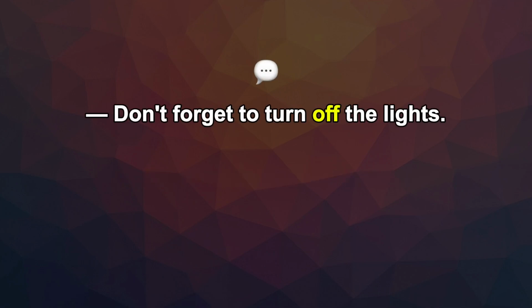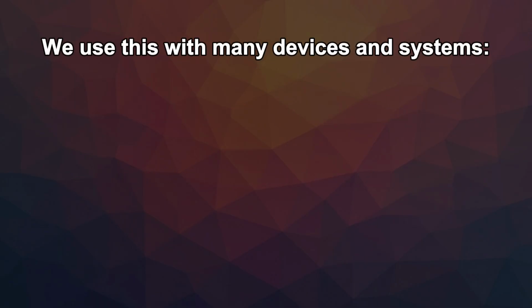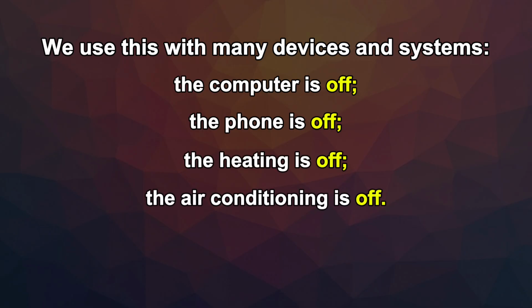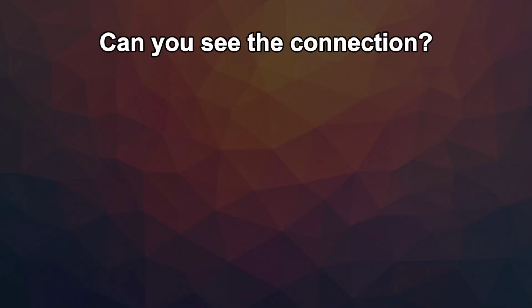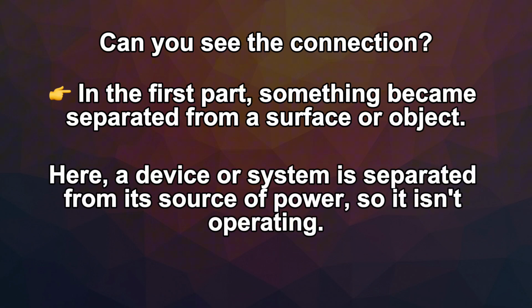Don't forget to turn off the lights. Switch the lights off so they stop working. We use this with many devices and systems. The computer is off. The phone is off. The heating is off. The air conditioning is off. Can you see the connection? In the first part, something became separated from a surface or object. Here, a device or system is separated from its source of power, so it isn't operating.